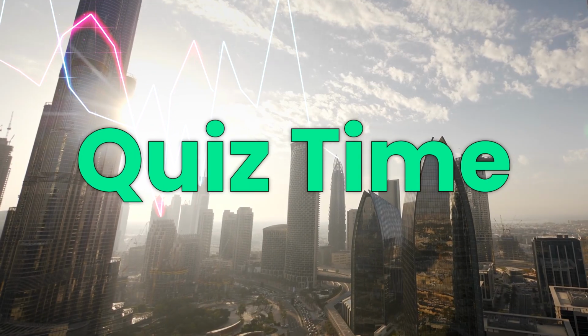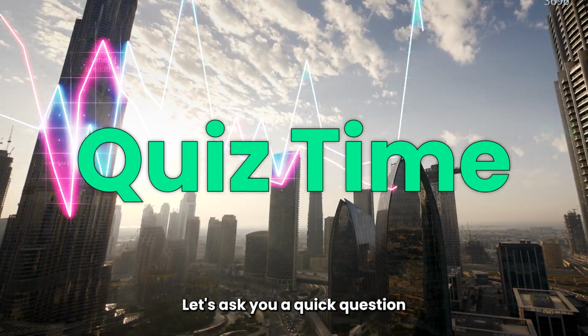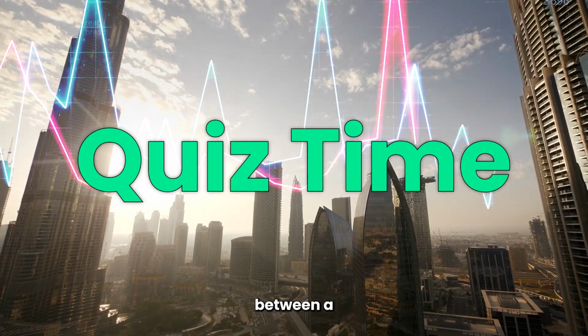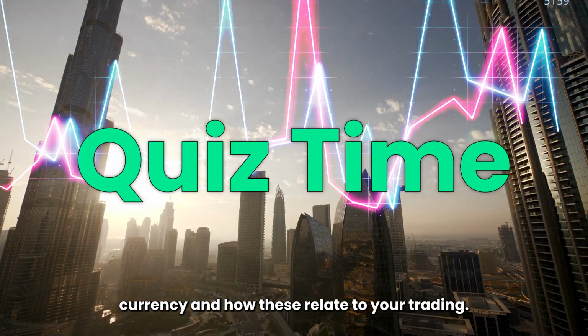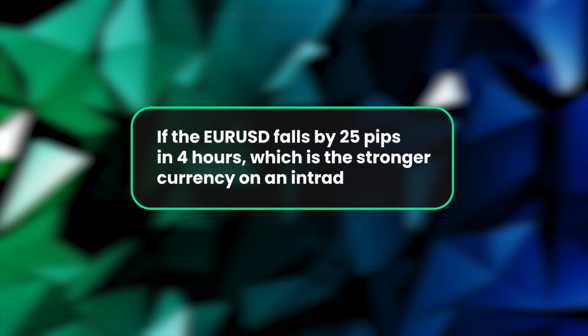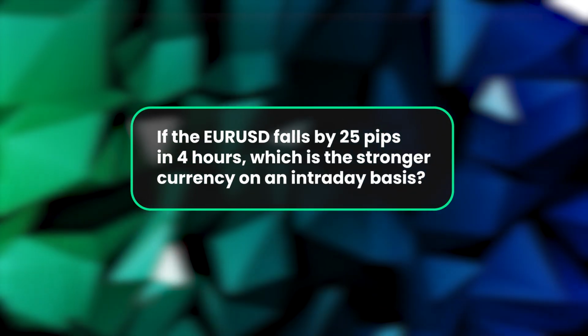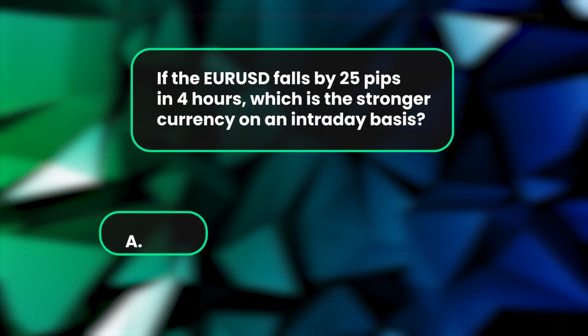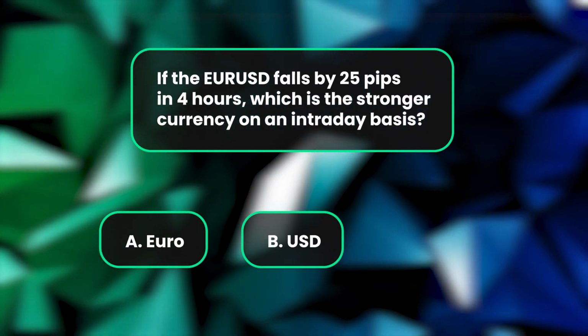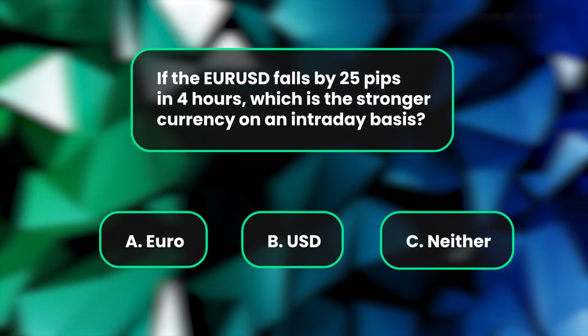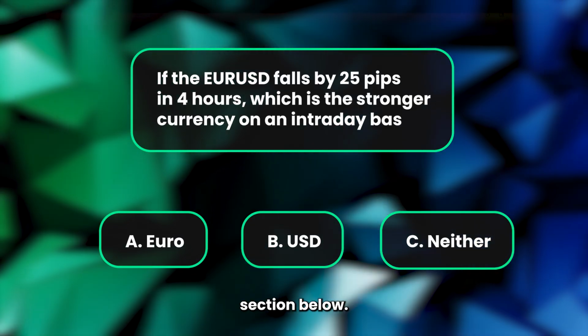Enjoy. All right, it's quiz time. Let's ask you a quick question to see if you understand the difference between a strong and weak currency and how these relate to your trading. If the Euro USD falls by 25 pips in 4 hours, which is the stronger currency on an intraday basis? Is it A, the Euro, B, the USD, or C, neither? Both are equal. Leave your answers in the comments section below.